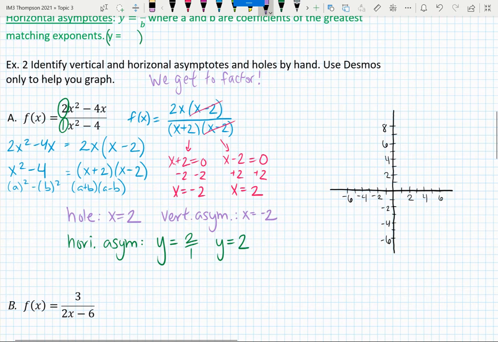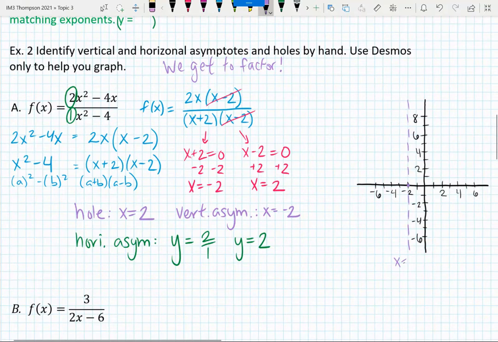And I'm going to draw in my asymptotes to start with. So I have a vertical asymptote at x equals -2. X equals, remember, is a vertical line. So I go to the x-axis, I go to -2, and I'm going to draw a vertical dashed asymptote line. And that's x equals -2. Then I have a horizontal asymptote at y equals 2, so I go to the y-axis at 2, and I draw a line through y equals 2. To get that part of my graph.